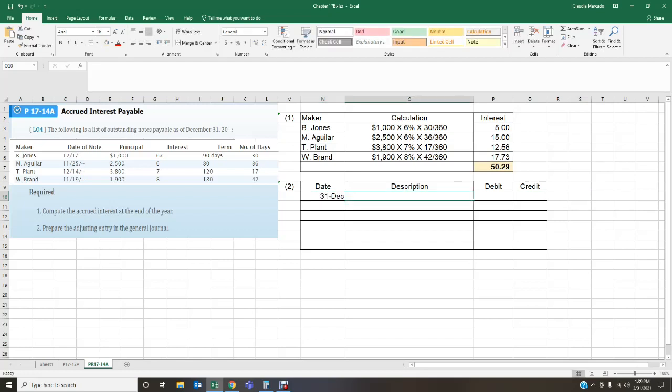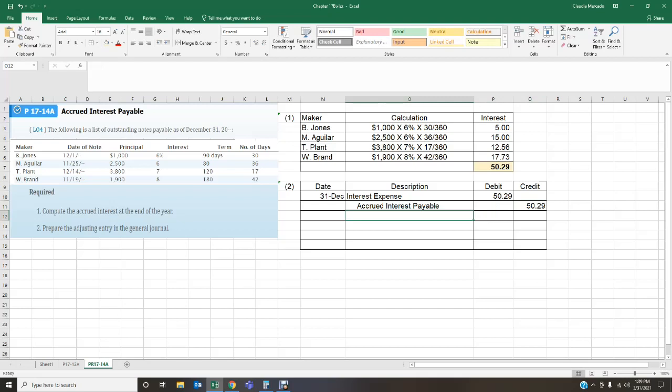So the first thing we have is interest expense. It's an expense account. The normal balance of an expense account will always be a debit. So interest expense is going to be debited, and then I'm going to credit accrued interest payable for $50.29. Those are the entries that need to happen.